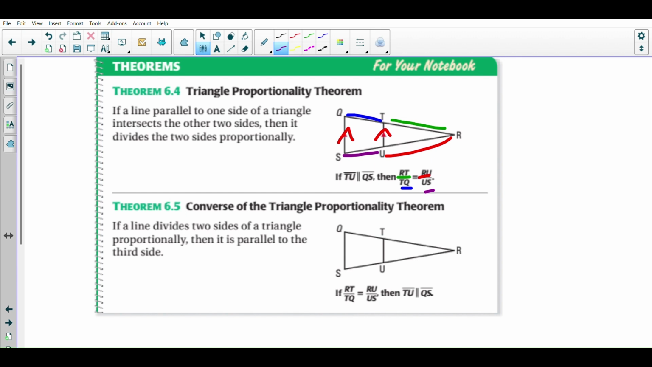The converse just switches those statements, meaning if the two sides split are proportional, then the two lines are parallel. So if a line divides two sides of a triangle proportionally, then it is parallel to the third side. That's all it says. So they're just converses of each other.